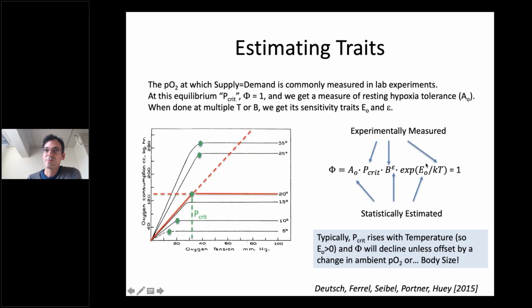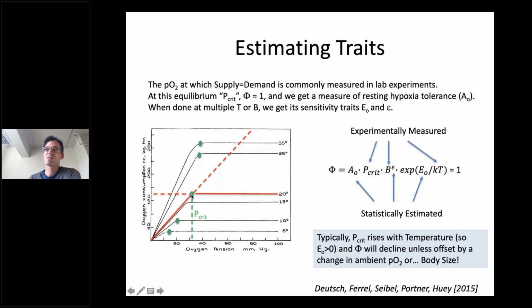And interestingly, if you do that at multiple temperatures, you can get the key parameters, the E0, the temperature sensitivity of the oxygen supply-demand ratio, i.e. the metabolic index. If you do it at multiple body sizes, you get this other exponent, epsilon, the degree to which body size influences the break-even pressure of oxygen that allows supply and demand to be balanced.